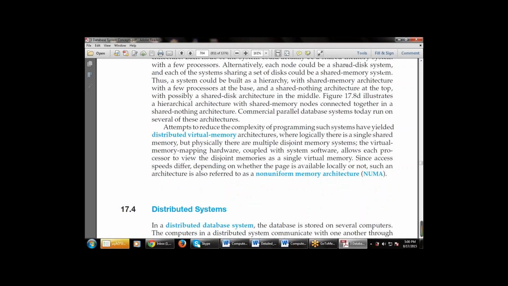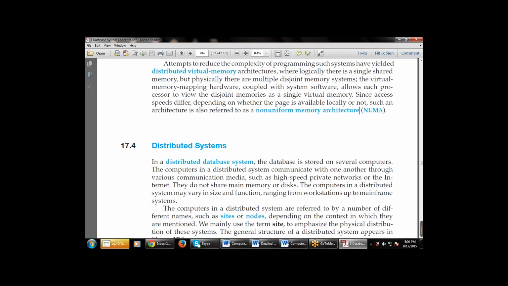Then next is the distributed system. We have covered the client server architecture, we have covered the parallel system, and now the distributed system. In a distributed database system, the database is stored on several computers, whatever the content or records, they are stored on several computers.